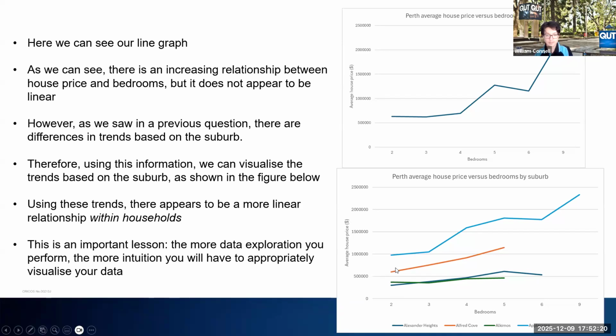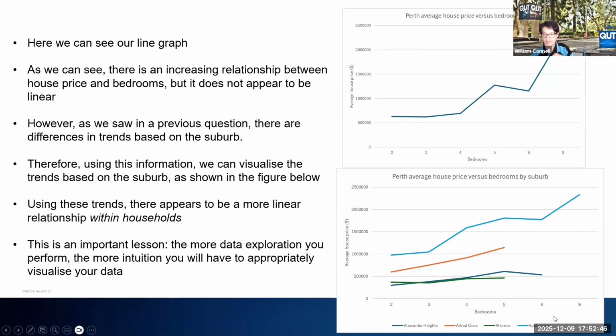Right? And when we do this, we can see within each suburb, there appears to be a more linear relationship. Okay, these relationships are more linear. All right. So what's going on? Why is it that each of the suburbs themselves are linear, but this overall visualization is not linear?